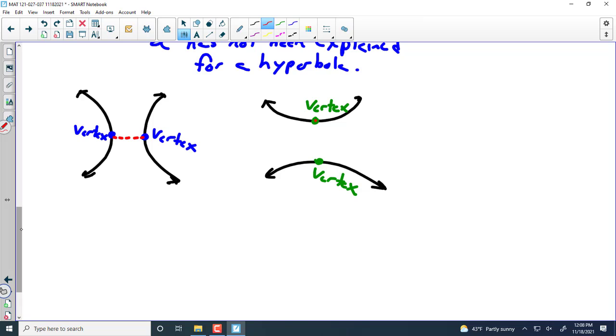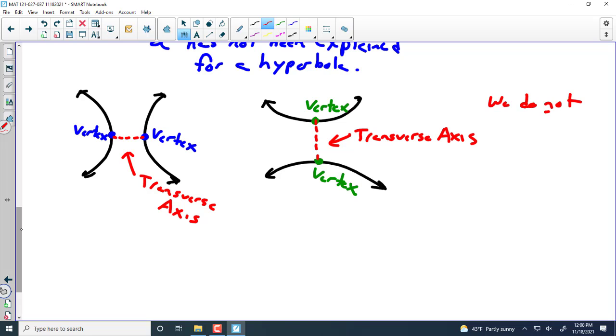The invisible line segment that makes those two boxes touch is called the transverse axis. We do not usually draw the transverse axis, but it is in there. It is a short line segment. Well, it doesn't have to be short, depending on the nature of the hyperbola, but it is a line segment that connects the two vertices.